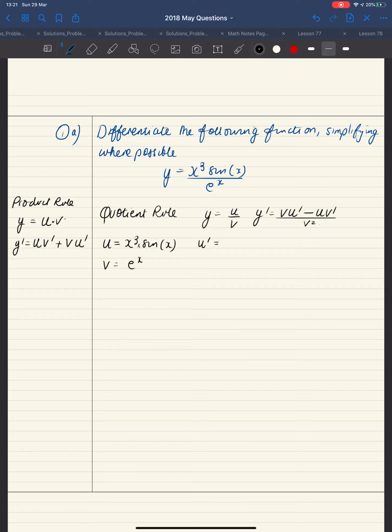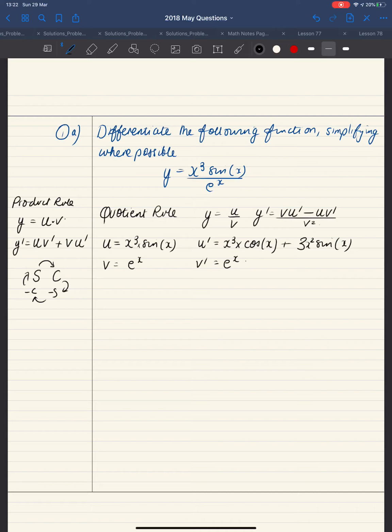Okay, we've got a sine there. Sine differentiates to cosine. So it's first times the derivative of the second. Derivative of sine is cosine, plus the second, which is sine x, times the derivative of the first. Well, the first is x cubed, so that's 3x squared. And v dashed is e to the power x, because e to the x is the only function that is its own derivative.